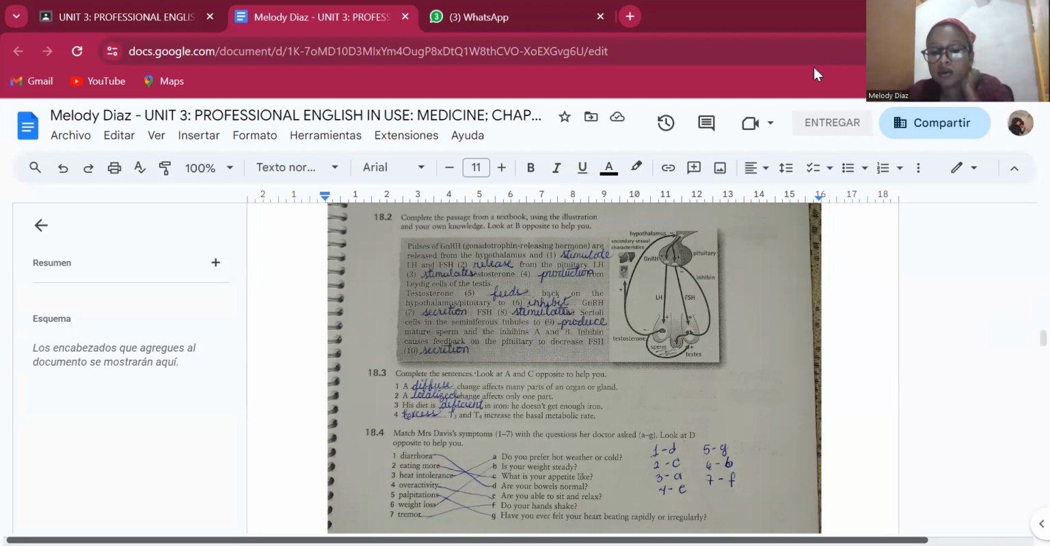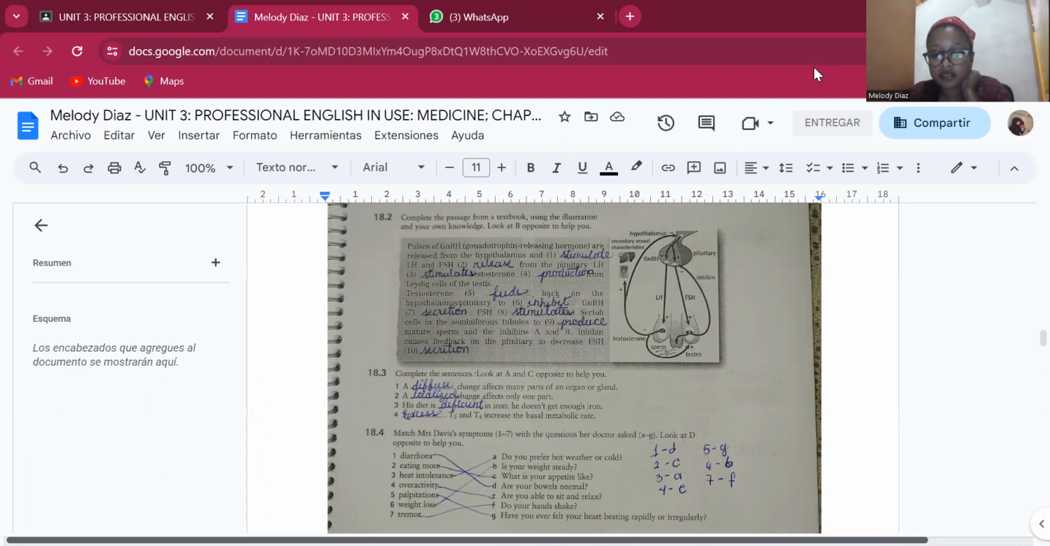Complete the sentences. Look at A and C opposite to help you. Number 1, a diffuse change affects many parts of an organ or plant. Number 2, a localized change affects only one part. Number 3, his diet is deficient in iron. She doesn't get enough iron. Number 4, excess T3 and T4 increase the basal metabolic rate.